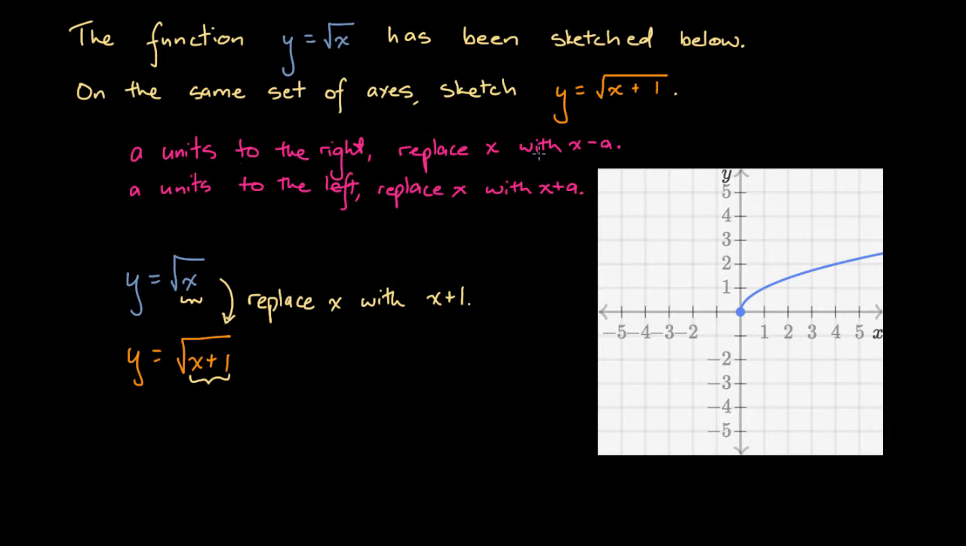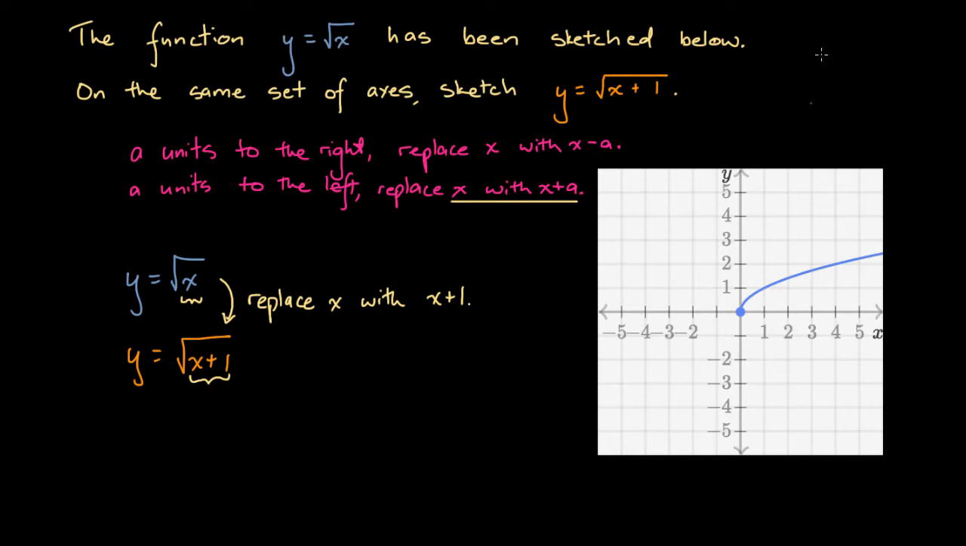And if we go back up in pink to our rules, it says if we replace x with x plus a, that's the same as shifting the graph of the function a units to the left. So here, we've replaced x with x plus 1. That means that the graph of this orange function will be the same as the graph of this blue function, shifted one unit to the left.